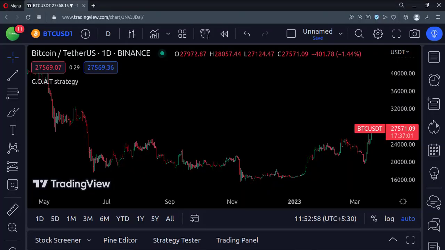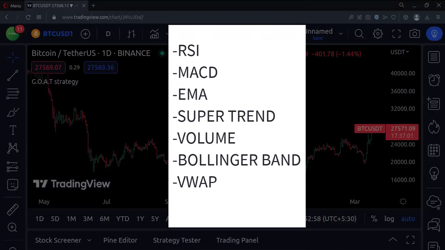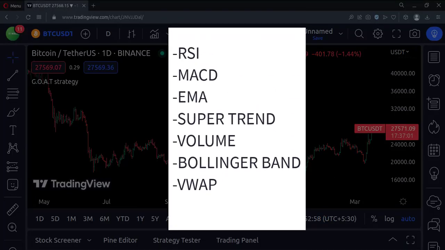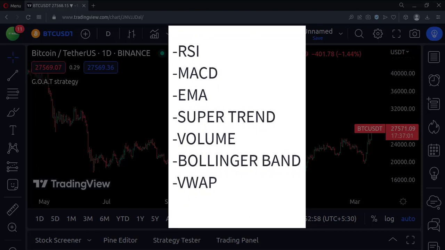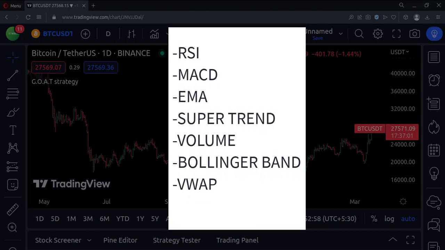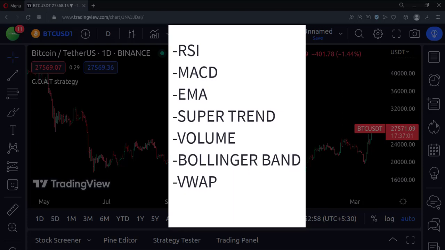I have added the G.O.A.T strategy to the chart. In this code, I have used various indicators like RSI, MACD, exponential moving average, super trend, volume, Bollinger Bands, VWAP, etc. Let's dive into the input panel of this strategy.